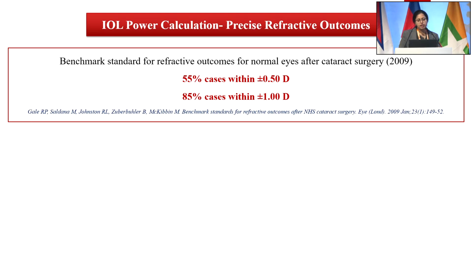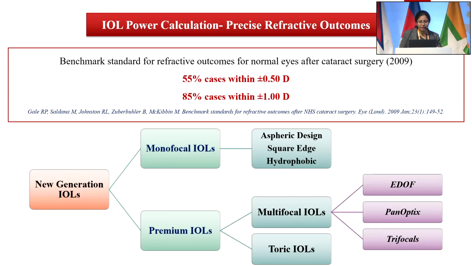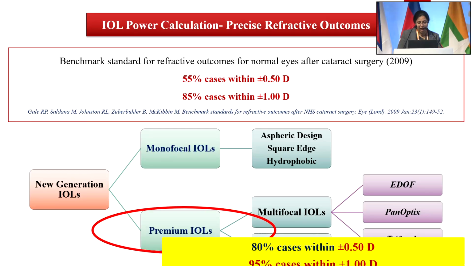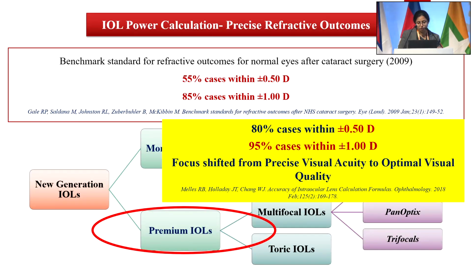So the benchmark for standard refractive outcomes in normal eyes after cataract surgery has been that 55% of cases should be within plus minus 0.5 diopters and 85% within plus minus 1 diopter. Now we are in the era of new generation IOLs, the premium IOLs, so as to say multifocal torics, and the focus now has shifted from precise visual acuity to optimal visual quality as well. The patients demand 20 by 20 by 20 and an optimal visual quality free of any dysphotopsia, glare or any aberrations. 80% of the cases should be within plus minus 0.5 diopters and 95% within plus minus 1 diopter.